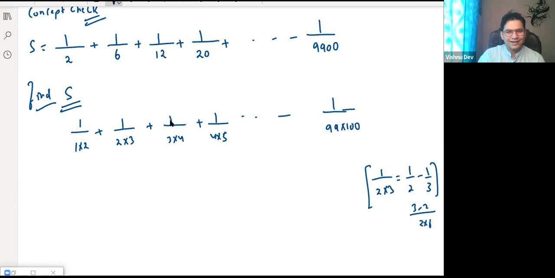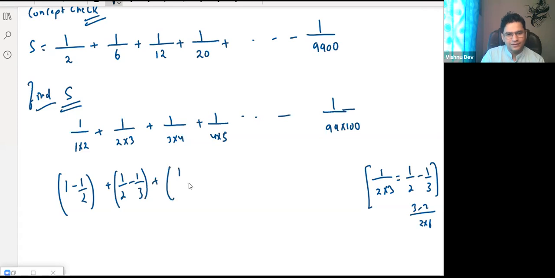Exactly in the same way, 1 by 3 into 4 is what, so I can write like this. This is 1 minus 1 by 2, right? The first term. Second term is 1 by 2 minus 1 by 3. Third term would be 1 by 3 minus 1 by 4, plus dot dot, last term would be 1 by 99 minus 1 by 100.